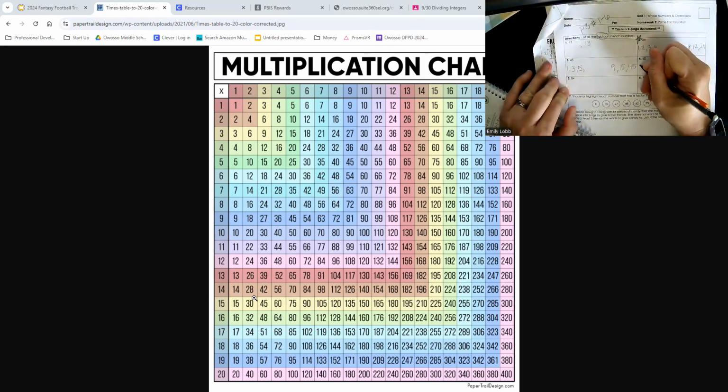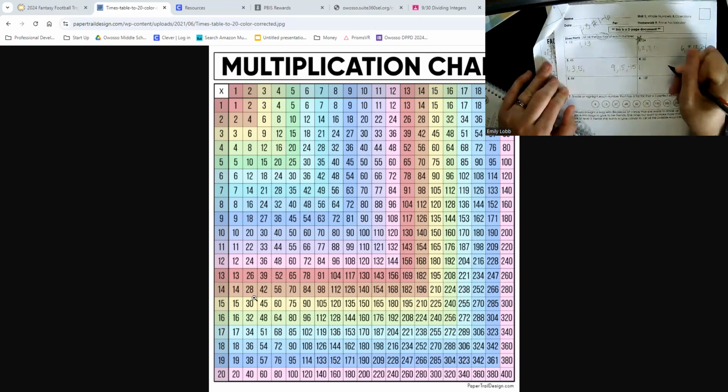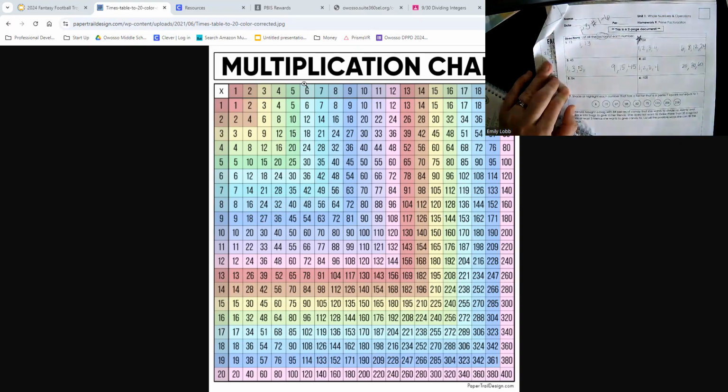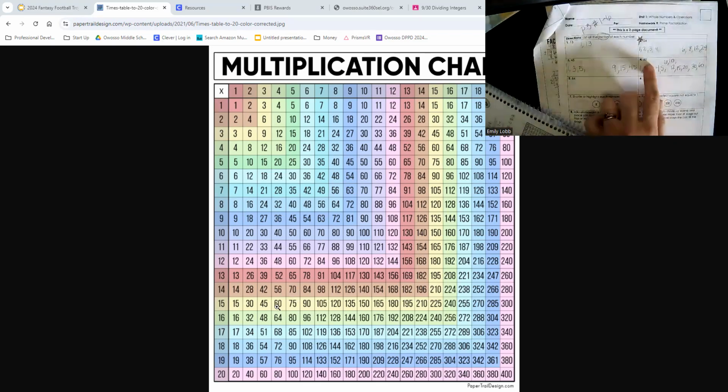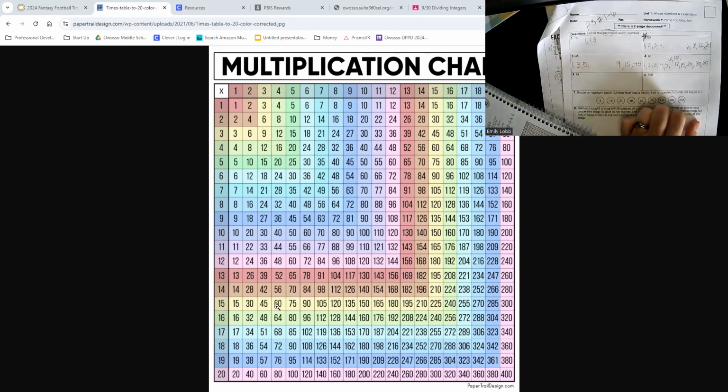There's a lot for 60, right? 1 and 60. 2 and what? 30. 3 and 20. 4 and, if you're not sure, use this, 4 and 15. 5 and 12. 6 and 10. And then I'm checking 7, no, 8, no, and 9, no. Notice I have to check what's in between here. I don't need to check anything else after that.